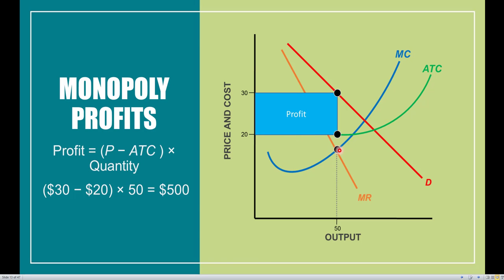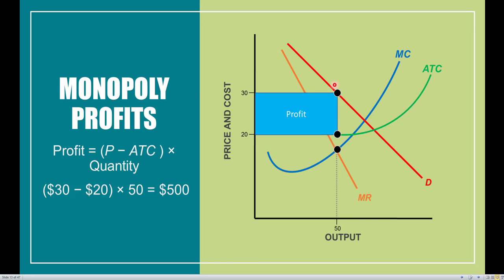Step number 5 is, of course, to use our profit equation that we have right here. Price minus ATC, we notice that price is bigger than ATC, so therefore we are going to be running some type of profit, multiplied by quantity, so 30 minus 20 times 50 will give the monopolist $500 worth of profit. So same steps as we detailed under perfect competition, except now the shape of our demand and marginal revenue curves are going to be different. So you do want to be cognizant and aware of that.